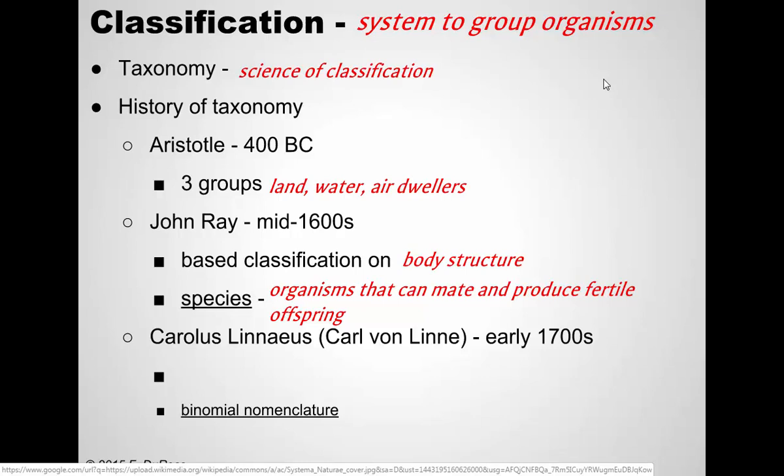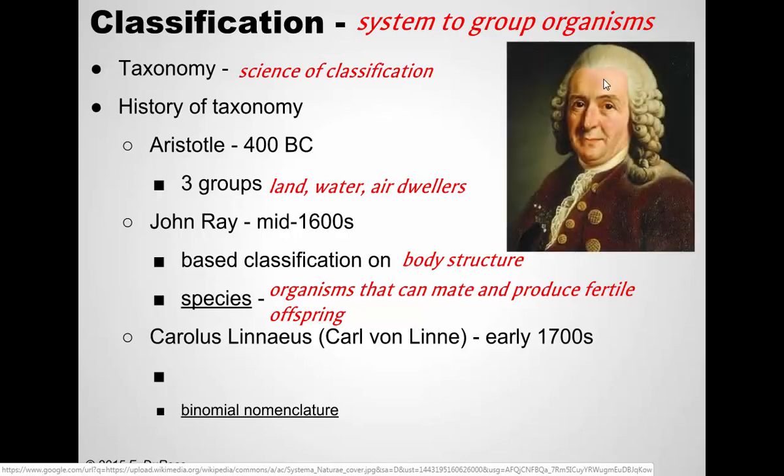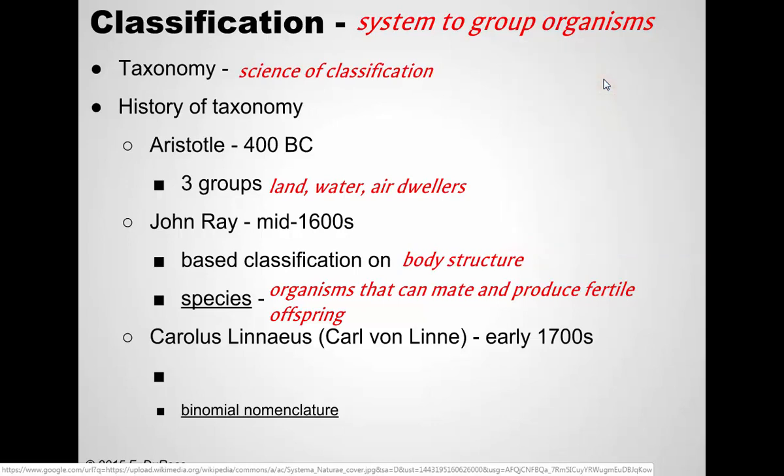Then along came Carl von Linne in the 1700s. Okay. He's a big fan of Latin. He changed his name to Carolus Linnaeus to make it more Latinate. That's Carl von Linne, Carolus Linnaeus. We call him the father of modern taxonomy.